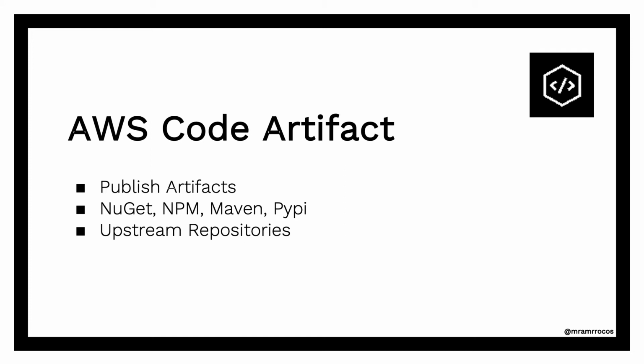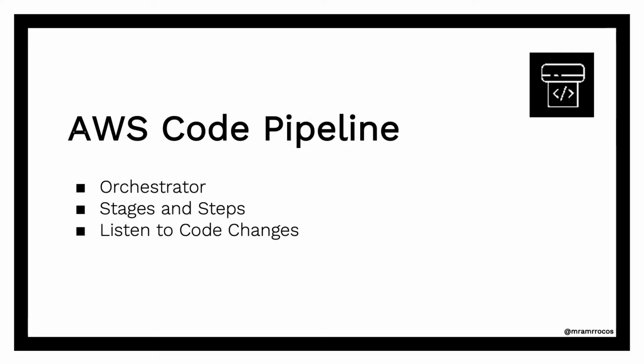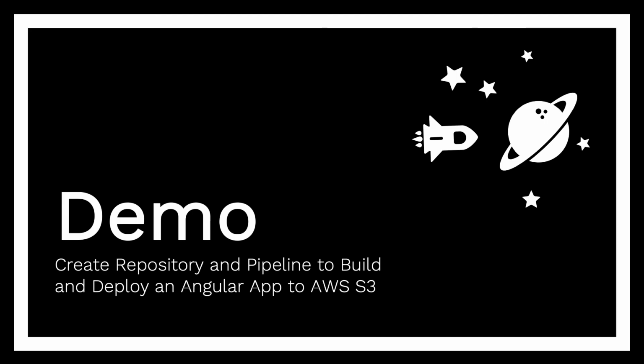AWS Code Deploy is where you automate the deployments into environments, such as EC2 instances and on-prem services. Finally, Code Pipeline is the orchestration tool, where you create the workflow that takes your code from the repository to the production environment, passing through all the stages and approvals required by your process. Let's see it in action.